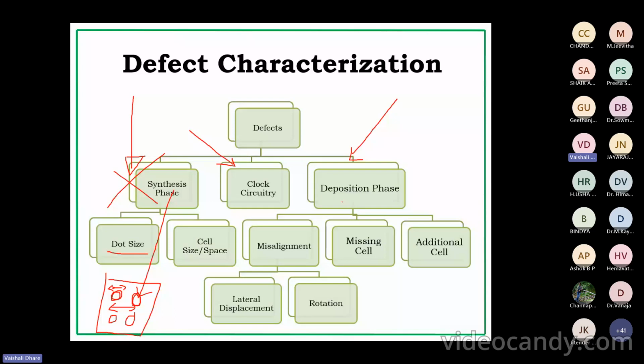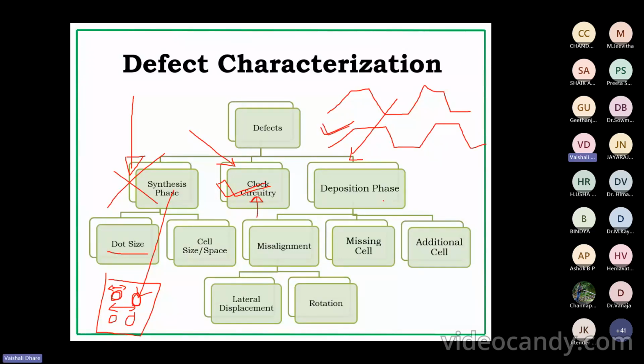So talking about the clock circuitry defects, there is no such literature available which talks about the various defects of the clock circuit. So here is a good opportunity for research: what will happen if the clock zones are changing, what will happen if the clock phase shifting is more than required in the clock phase. So this can be analyzed in the clock circuit. Next, the interesting one, deposition phase defect.